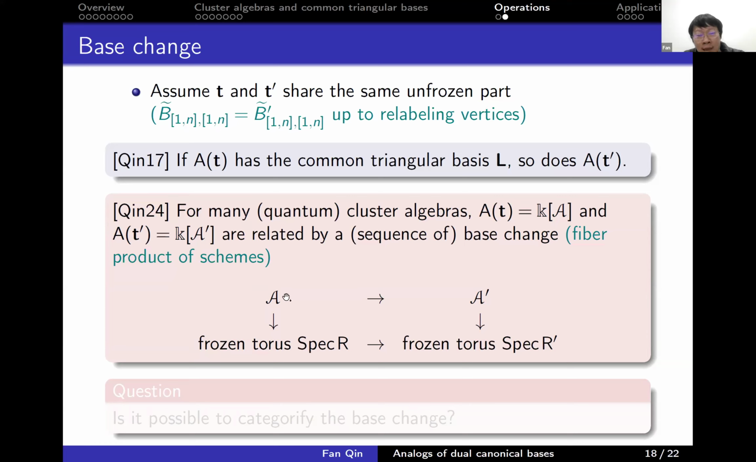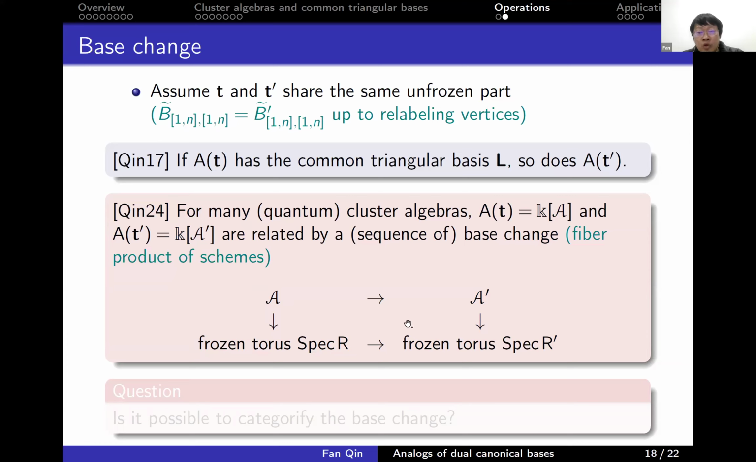So recall that A is a scheme over a frozen torus scheme. So there's a very small algebra R, and A is an R-algebra here. So we have a scheme over here. And A prime is also a scheme over this spec R prime. So basically, these 2 algebras only differ at the frozen part, namely they only differ at this base scheme. So actually, we can show that they are related by this kind of base change, or say fiber product of schemes. So in this diagram, A is a fiber product of A prime and spec R over spec R prime.